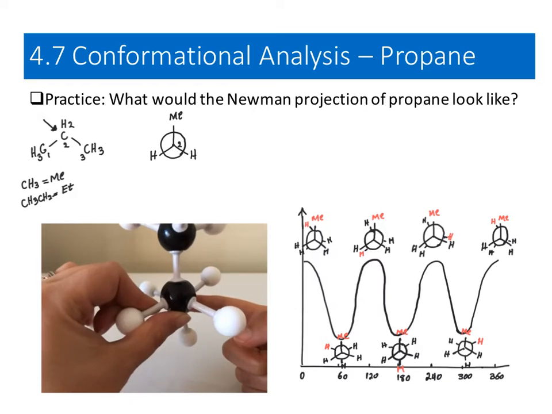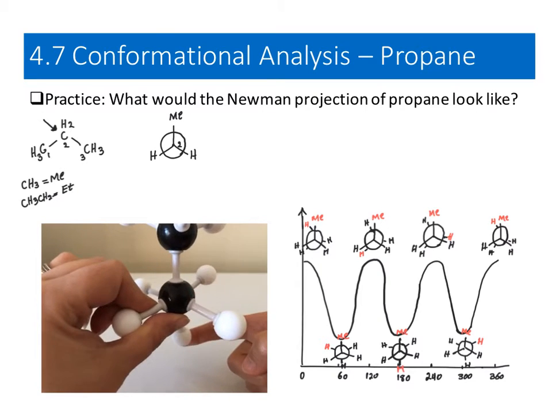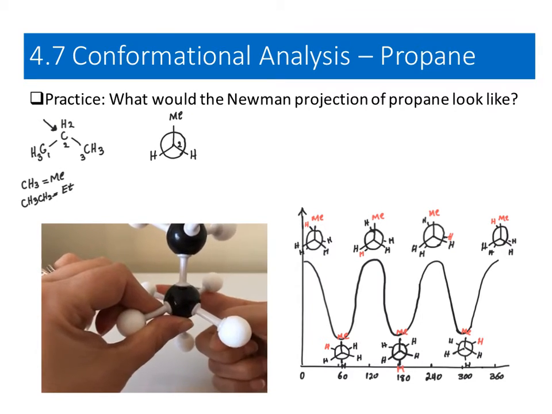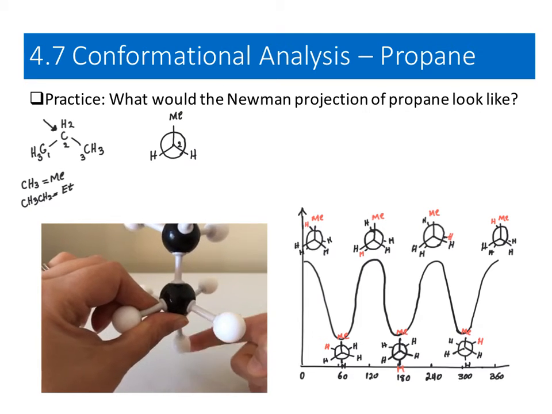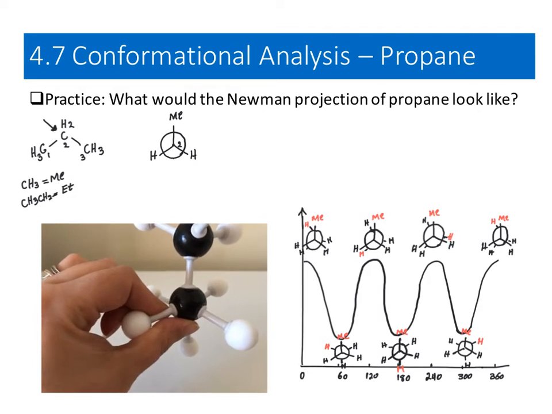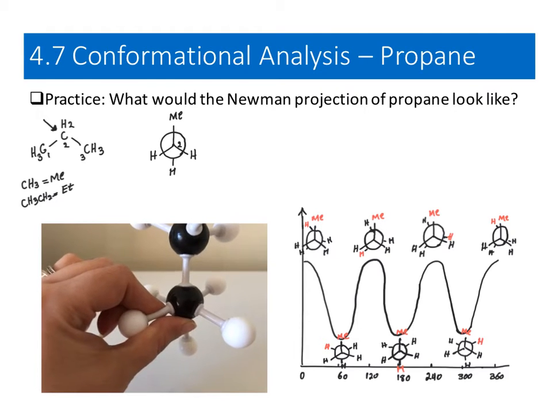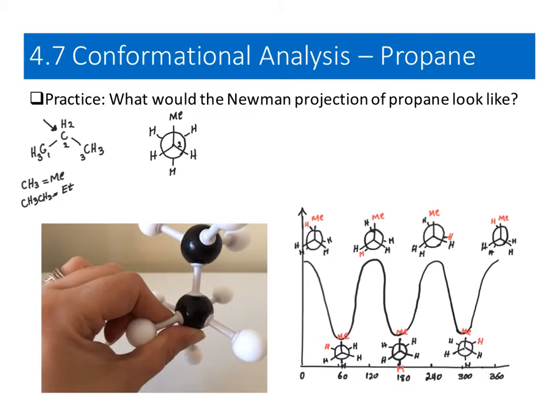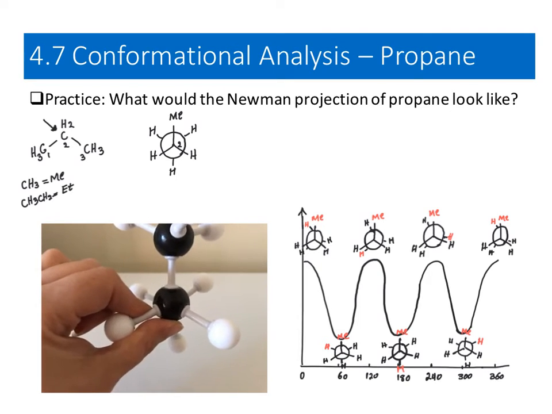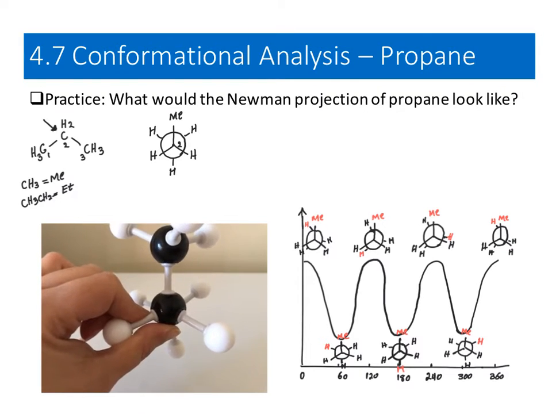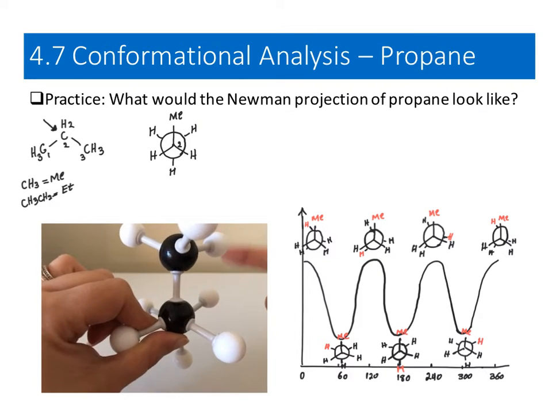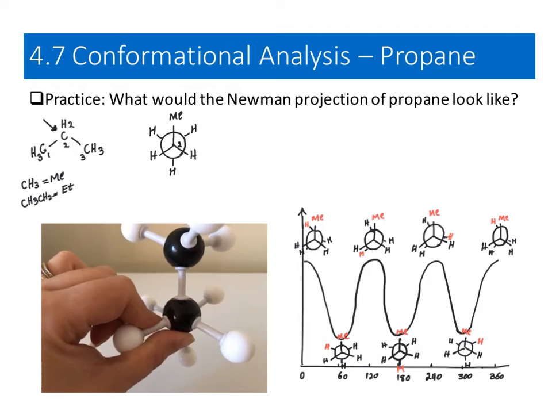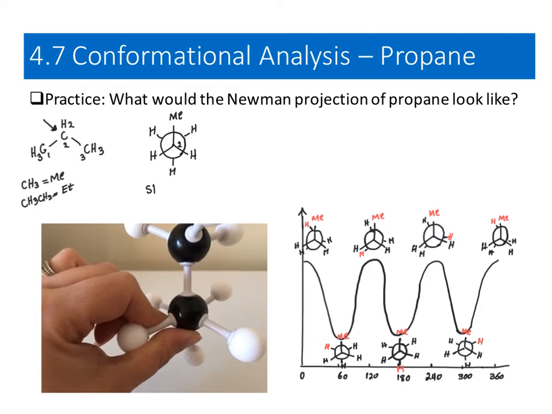To the back carbon, we have 3 hydrogens attached. 2 of them are going to the sides and 1 of them pointing down. So again, draw out of the circle. Okay, so this is the Newman projection for the first conformation of propane. And as you can see, these groups are not eclipsing one another, so this is a staggered conformation.